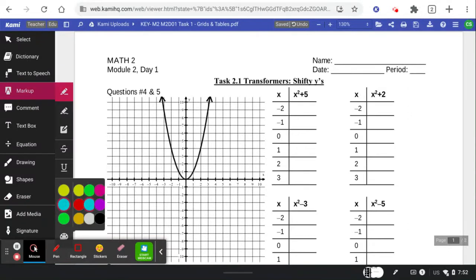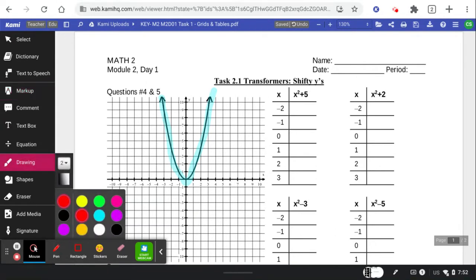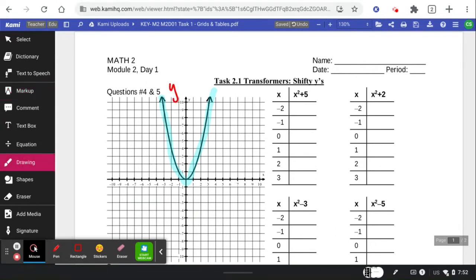So like I said, this original graph right here, this is the parent graph of our parabola, which we now know is the equation y equals x squared. That starts at the origin and grows at a typical growth rate, an a value of 1. And this is what the graph looks like. So let's go see what these tables show us as the change. So starting with the plus 5 graph.